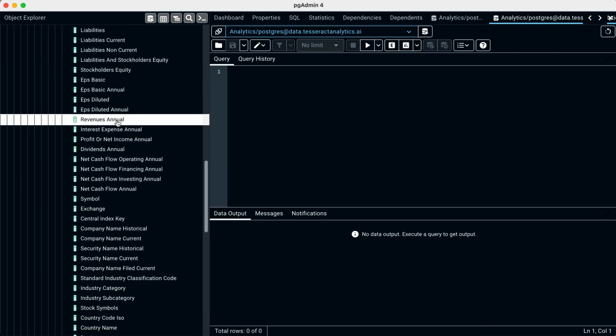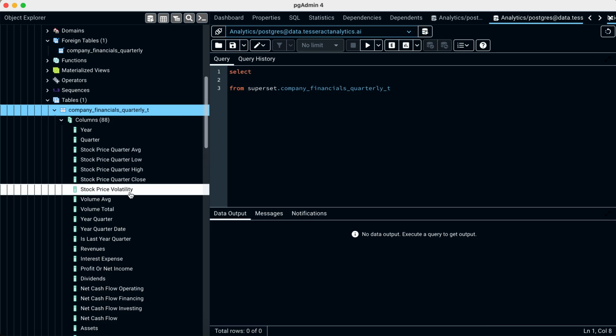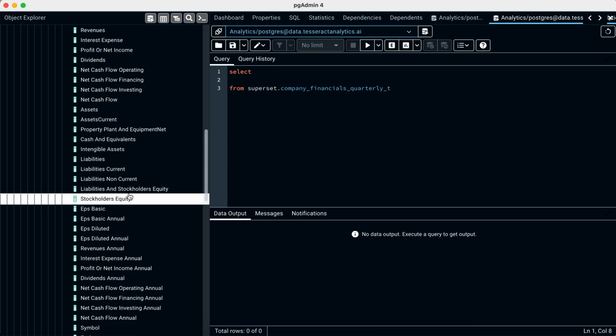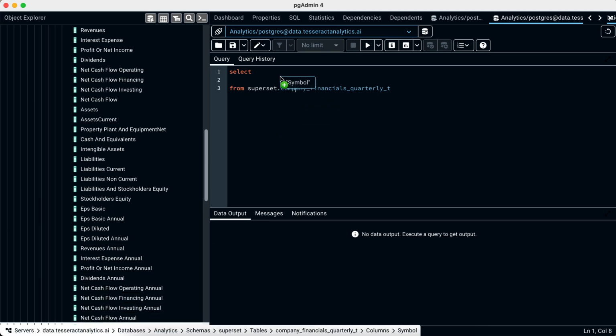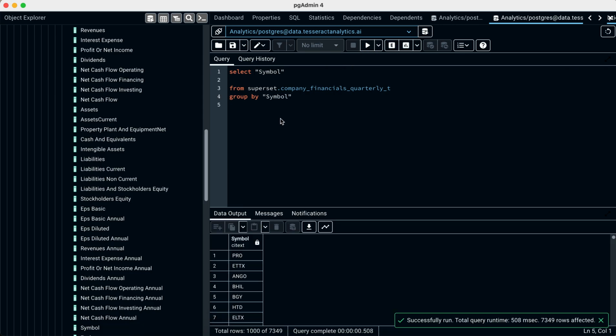What I'm interested in is finding companies that have an upward slope. So let's see how we can do that. Let's select symbol, and we're going to group by symbol. This will just give us a list of symbols.